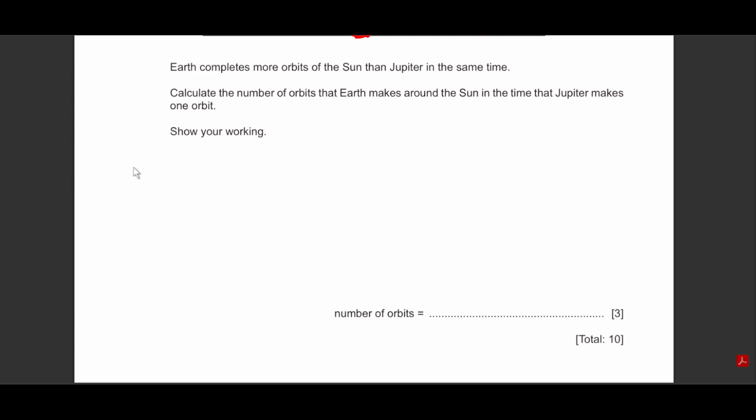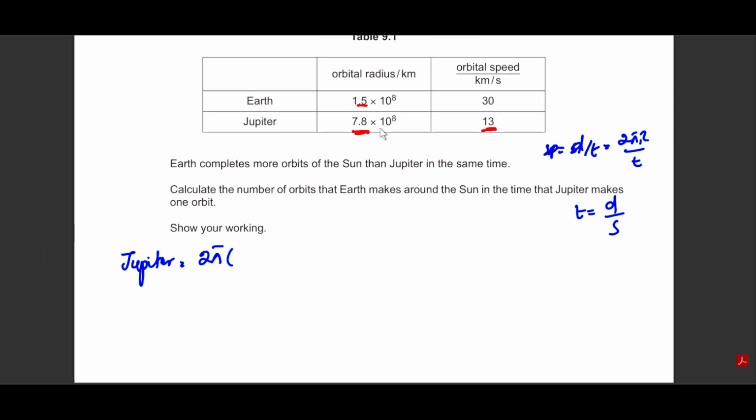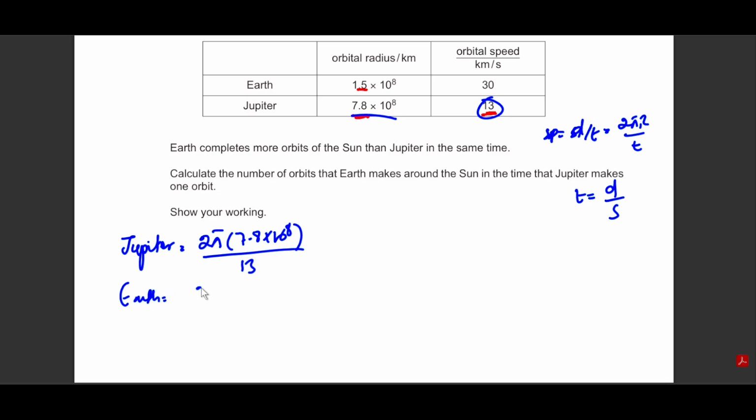So first, let's find out the time for Jupiter. How much time does it take? The formula we're using is simply speed equals distance over time. In this case, that is v = 2πr/t, because it's a circular distance, it's the circumference of the circle. So for time, this will simply be distance divided by speed. So 2π times R of Jupiter. This is 7.8 × 10^8 divided by the speed it has, which is 13. Same thing for Earth. It will be 2π × 1.5 × 10^8 divided by 30.